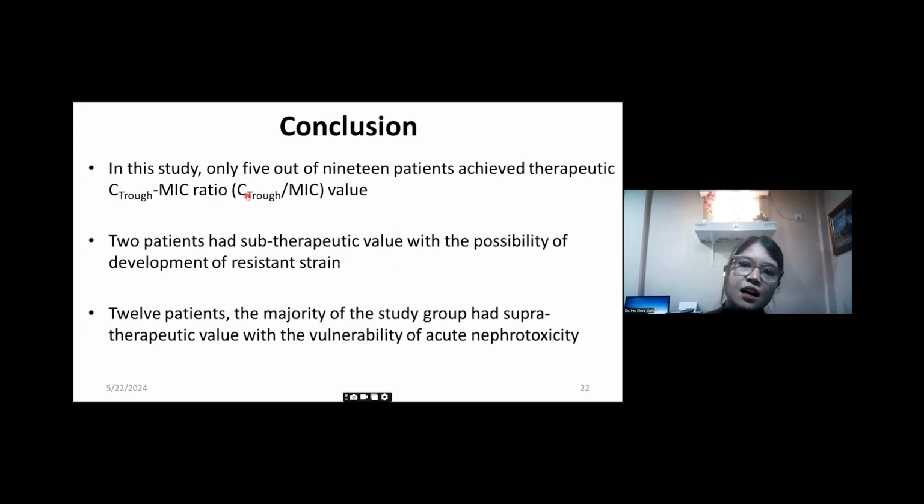In this study, only 5 out of 19 patients achieved therapeutic C-trough-MIC ratio value. 2 patients had subtherapeutic value with the possibility of development of resistant strain, and the majority of study group, 12 patients, had supratherapeutic value with the vulnerability of the acute nephrotoxicity.